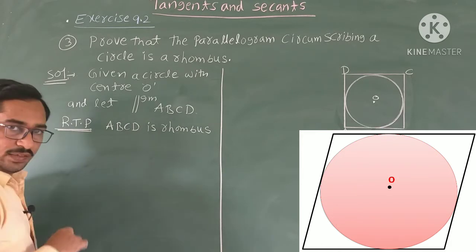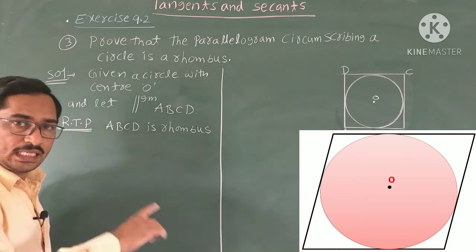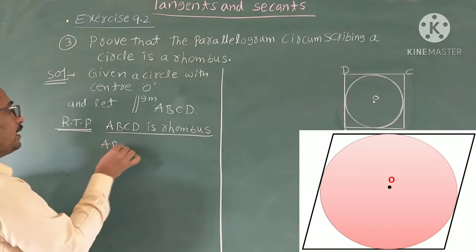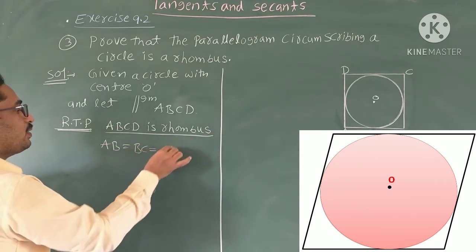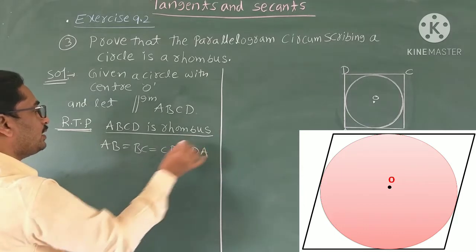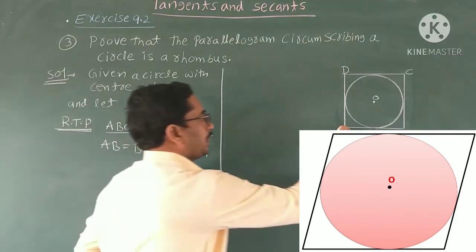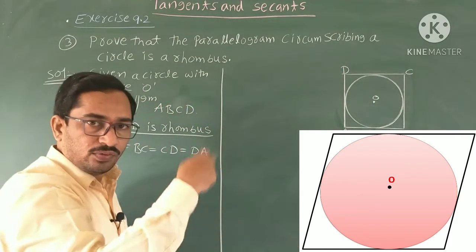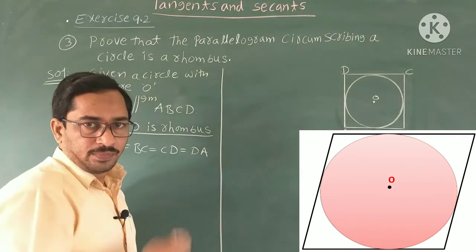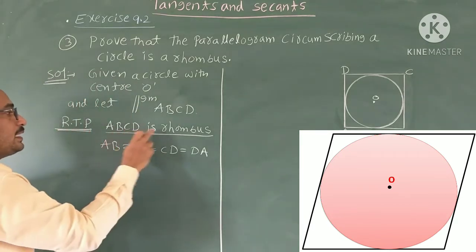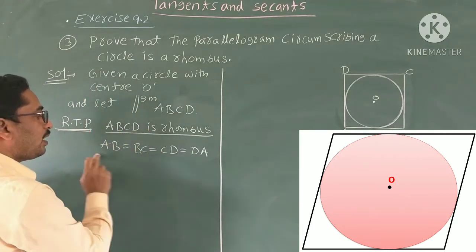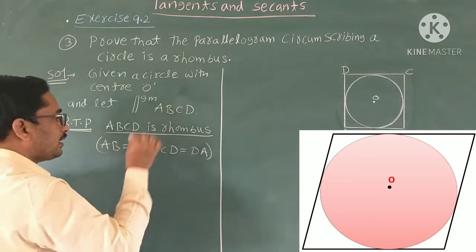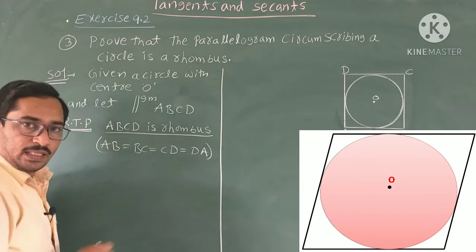So for this it is enough to prove: rhombus means all four sides are equal. So it is enough to prove AB equal to BC equal to CD equal to DA. If you prove all four sides are equal, then automatically ABCD becomes a rhombus.